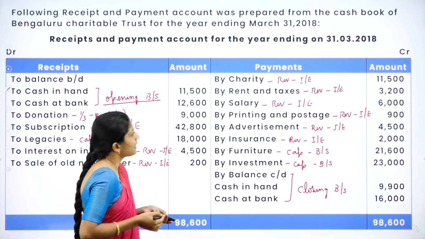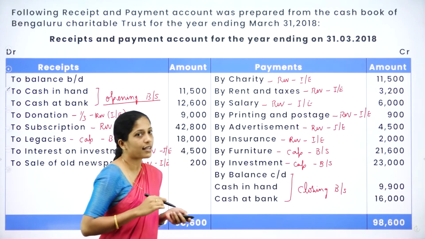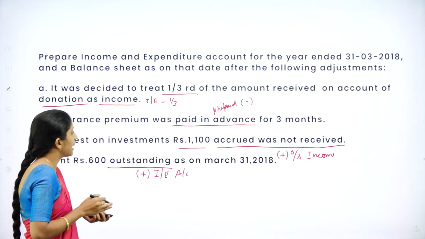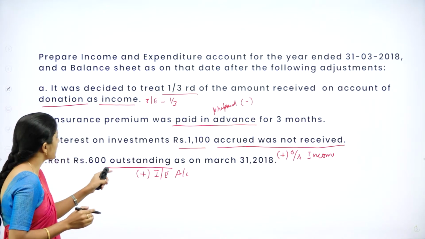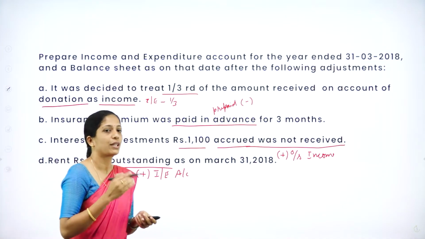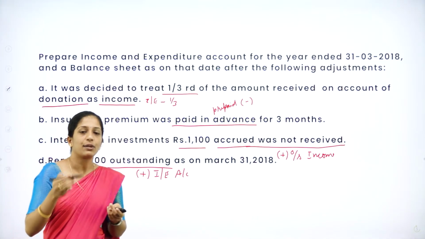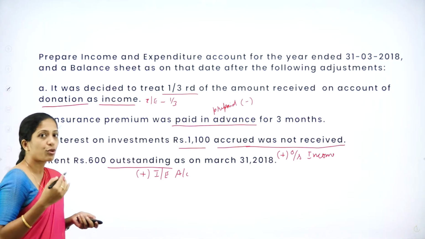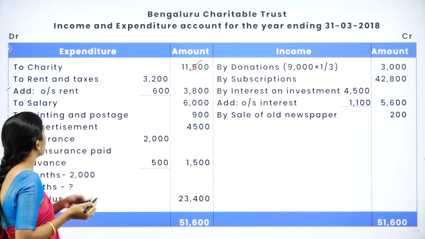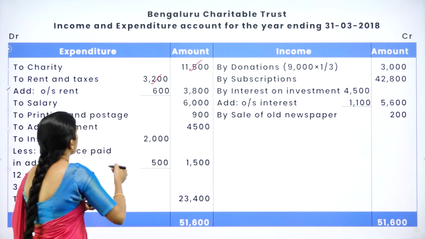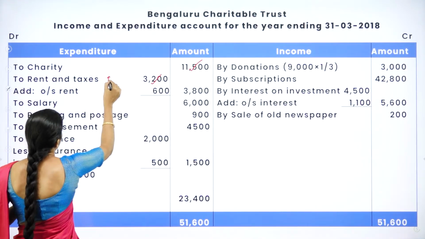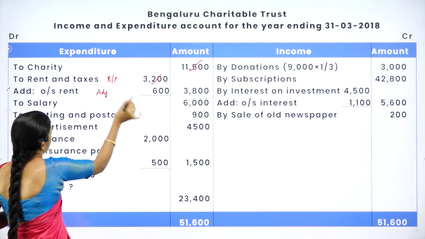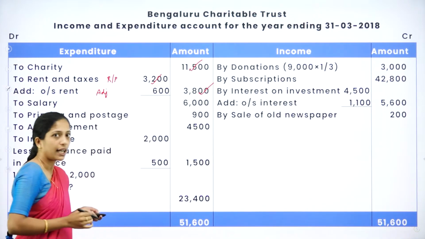Next item is rent and taxes 3,200. So it is a revenue item. So we are going to record under income and expenditure account, but there is an adjustment relating to rent. That is rent rupees 600 outstanding as on March 31st, 2018. So, as I told, anything which is outstanding in the current year has to be added. So we have to add this outstanding, that is rupees 600. So how we are going to record? To rent and taxes 3200, which is given in the receipt and payment account. Add outstanding rent, which is given in the adjustment. So when you add, you will get 3800.